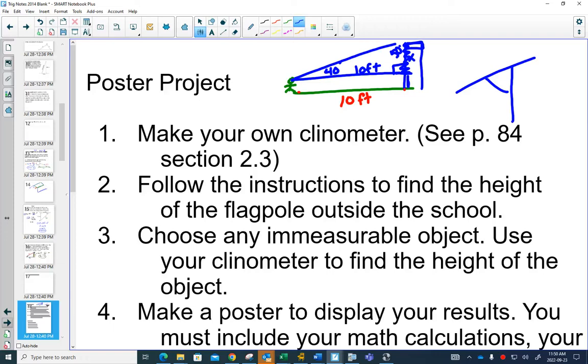There's going to be some error. Some people get a little bit different because the ground isn't the flattest there. You have to try and find the flattest point to measure it. Measure it with your eye.